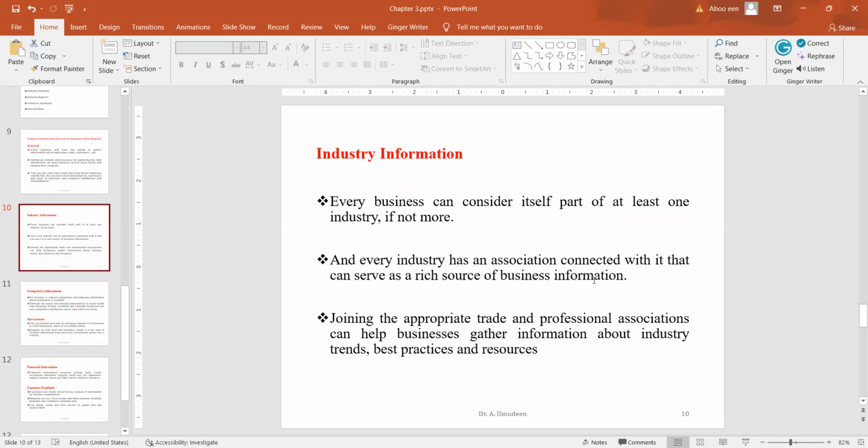Competitive information. How can competitive information be useful or essential? How is this competitive information essential for an organization? Competitive information. Competitor.